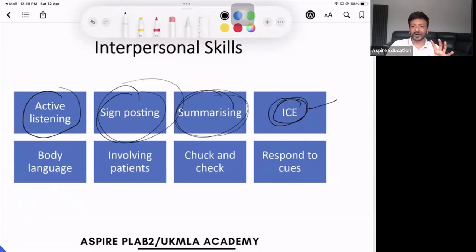Any suggestion? How can I buy more time? So how can you buy more time is do ICE. That's the advice that I always give to the candidates. Do not underestimate the importance of ICE. So you're taking history, all of a sudden you're blank. I don't know what to ask.